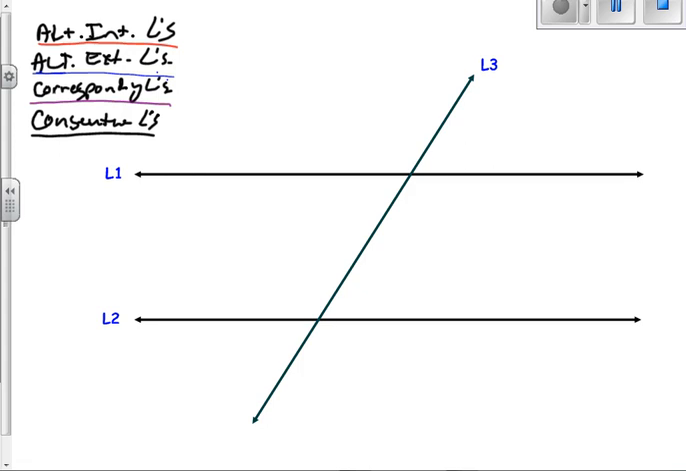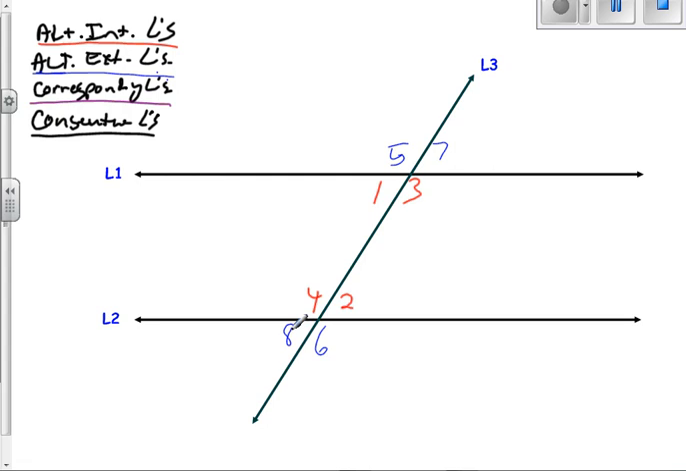I would have alternate interior. So I have 1 and 2. They're alternate interior. 3 and 4 are alternate interior. So now let's look at the alternate exterior. That would be 5 and 6 would be alternate exterior, excuse me. And then 7 and 8 will be alternate exterior.